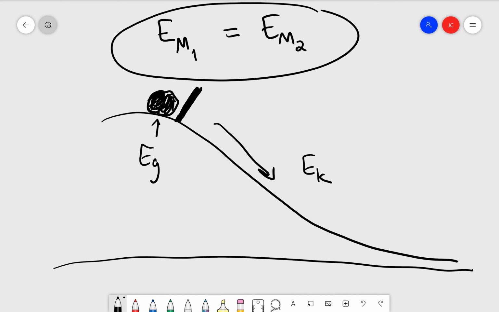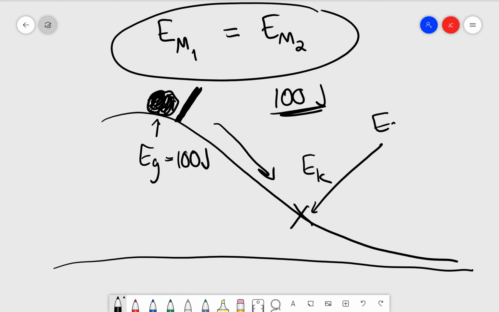So, to just pick a random amount, let's say this had 100 joules of energy at the beginning. So Eg equaled 100 joules. I can guarantee for you that if you picked any point on this path, let's say right here, there would be a certain amount of gravitational potential energy and a certain amount of kinetic energy. I don't know how much of each, you could calculate it if you had enough information, but they will equal 100 joules when you add them together.